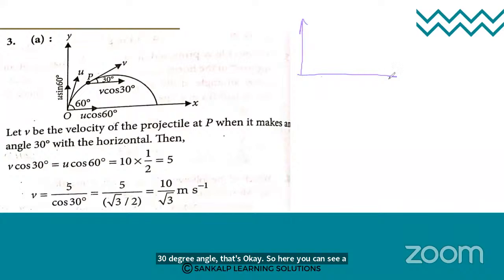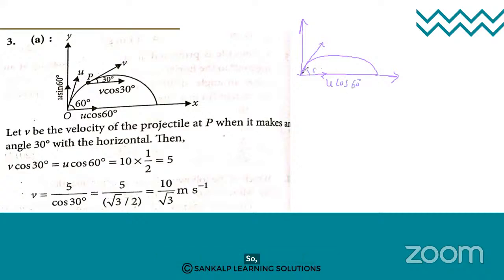So here they are representing the velocities along this graph. The initial velocity component will be along this direction: u cos theta, that is u cos 60 degree, because this is making an angle of 60 degree, and this will be u sin 60 degree. So u sin theta and cos theta, right?